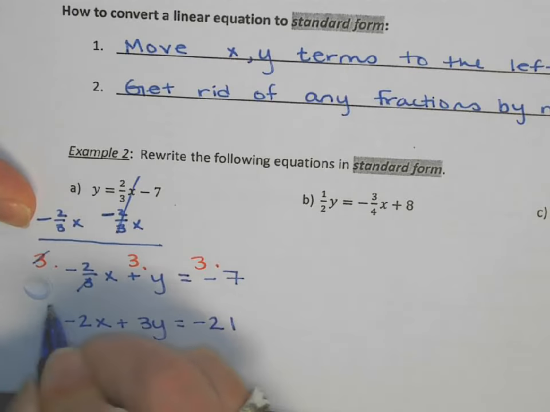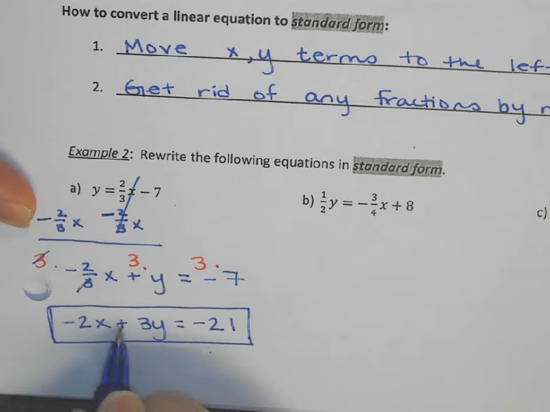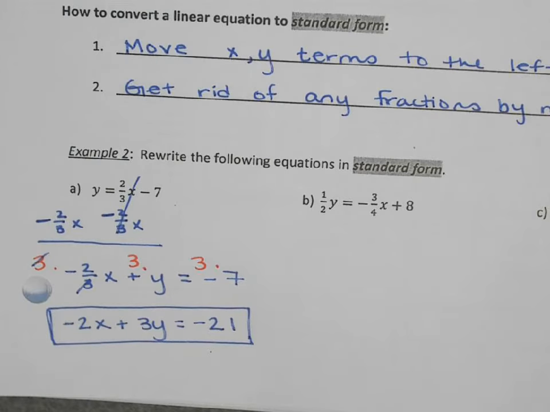Now this is in standard form. It's in the form of ax plus by equals c. Your a is negative 2, your b is 3, and your c is negative 21. Negative 2, 3, and negative 21 are all integers, so that works. My x and y are both to the left of my equal sign, and the numbers are on the right. So that's in standard form.